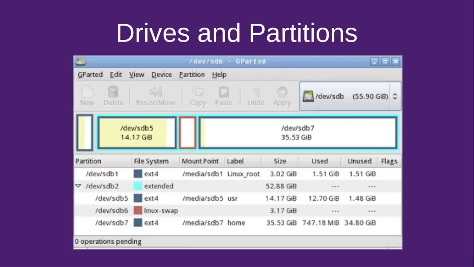We're looking at a screenshot of Gparted here, and it's a bit of a blurry one, I'm sorry, but I had to find one that showed the old MS-DOS MBR system, because there are two basic partitioning schemes that you're going to find in Linux today. There are more than two that you could choose from, but these are the main ones.